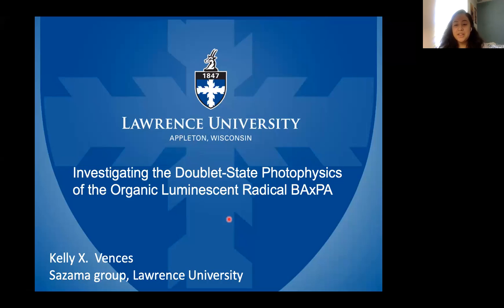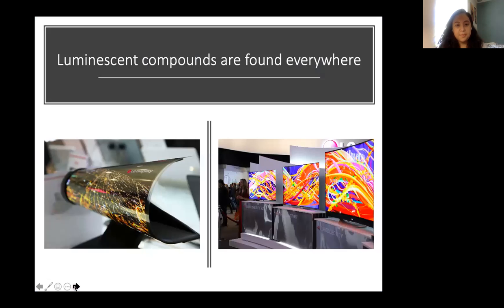I will be discussing my journey with synthetic chemistry and how I have been investigating the doublet-state photophysics of the organic luminescent radical BAxPA. Okay. So I have been studying luminescent compounds and molecules that can absorb and emit light. These compounds are very useful for us, right?